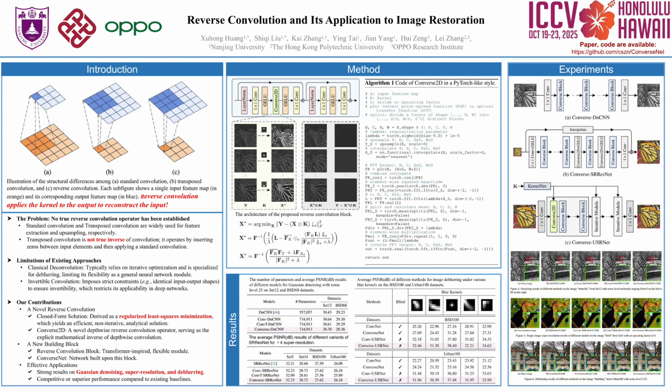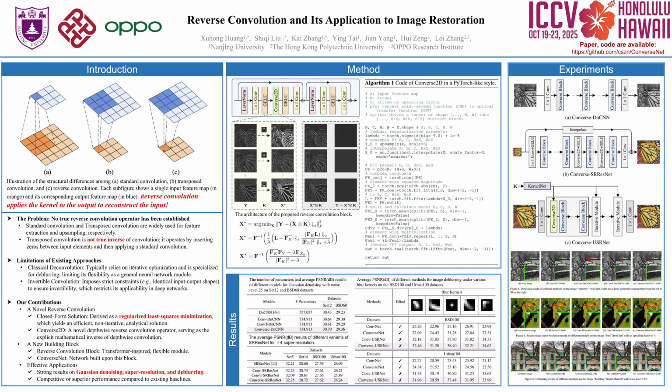So what makes this work so important? For the first time, we have a principled, mathematically rigorous reverse convolution operator that can be seamlessly integrated into any neural network architecture. The contributions are threefold. First, a novel operator with a closed-form solution derived from first principles. Second, a flexible building block inspired by transformers that separate spatial and channel processing. And third, strong empirical results across multiple image restoration tasks.